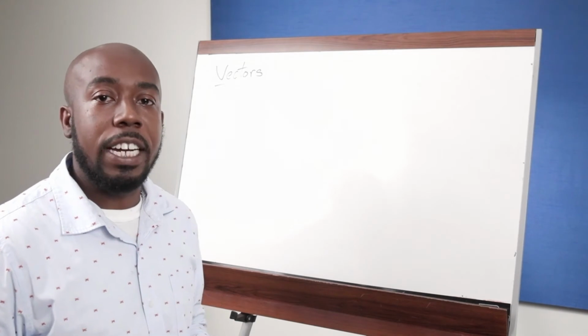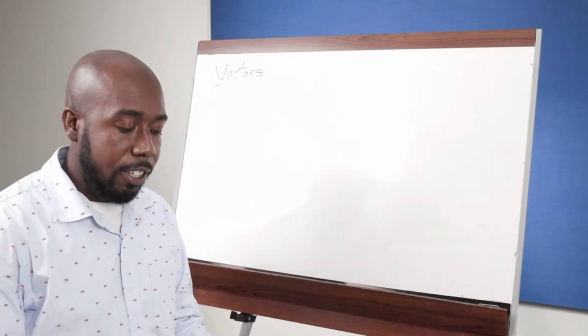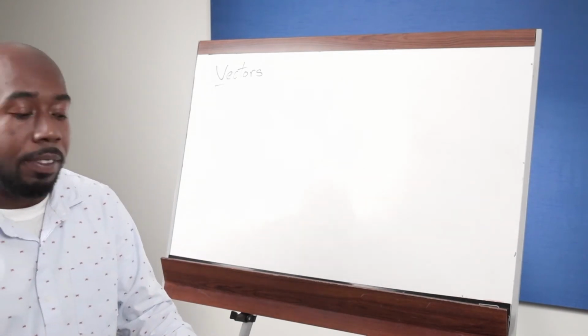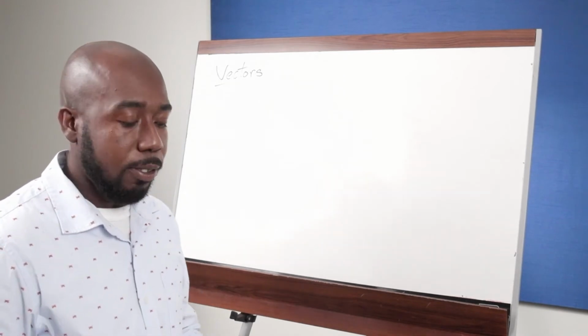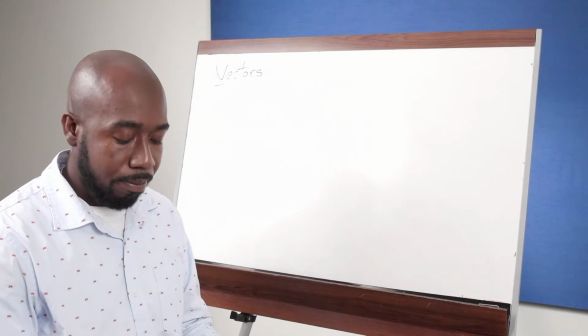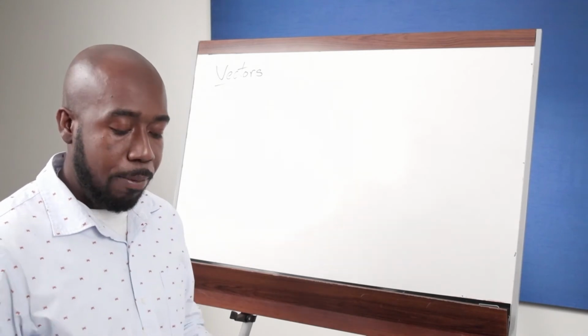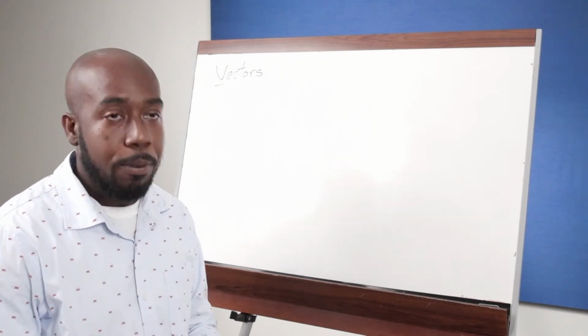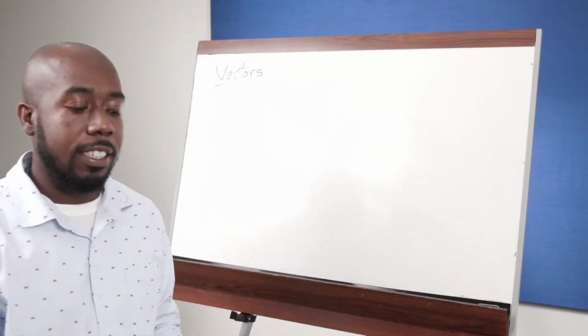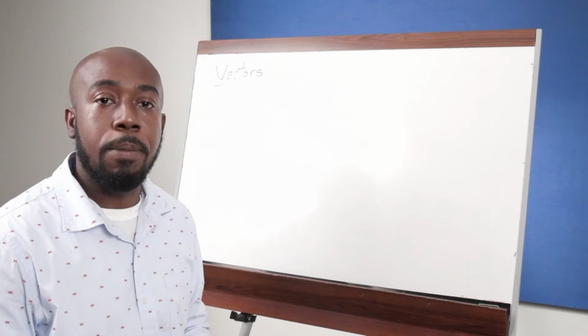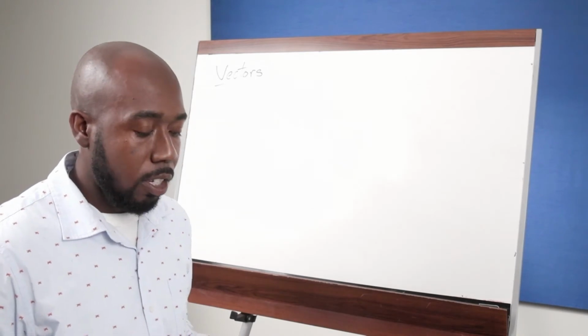Today we'll be looking at vectors. First thing, the definition of a vector. A vector is a quantity that has size or magnitude and direction. Now, we look at some examples of vectors, such as force and velocity. Likewise, we have scalars. Scalar quantities have only magnitude or size.